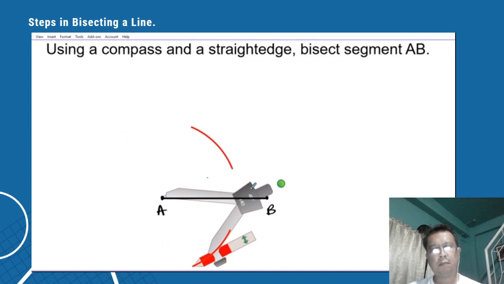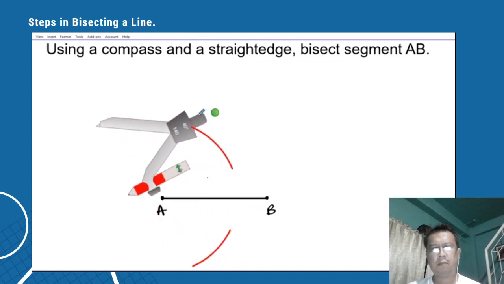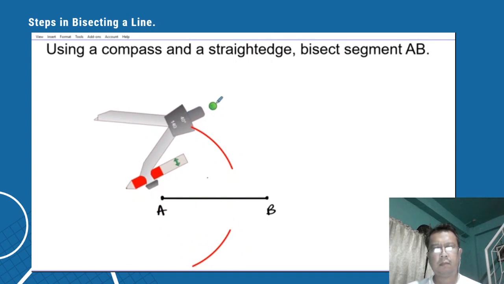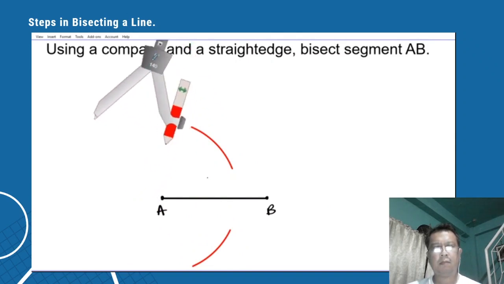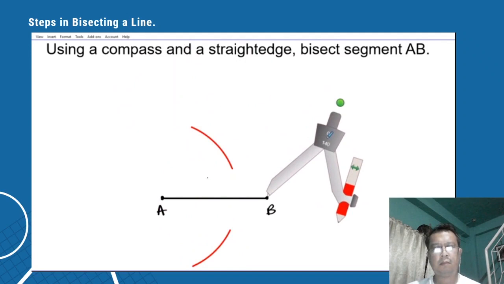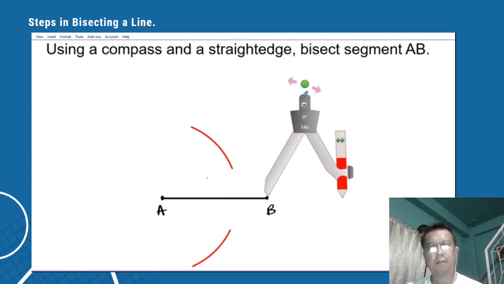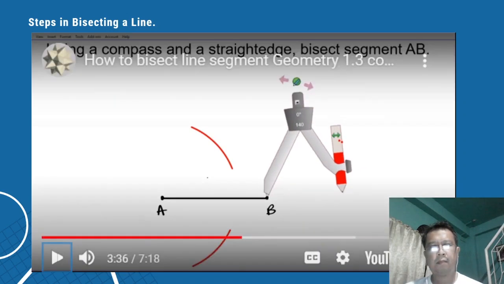Now what we're going to do is place our spike on point B, and we will not alter the radius. Okay, so you keep your compass at the same radius, and you place your spike on point B, and then we want to, so just switch it around here. So we're just going to create an arc.